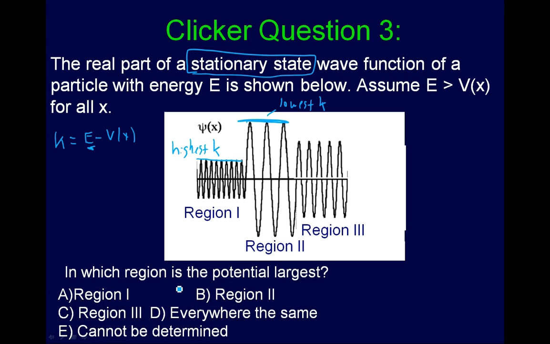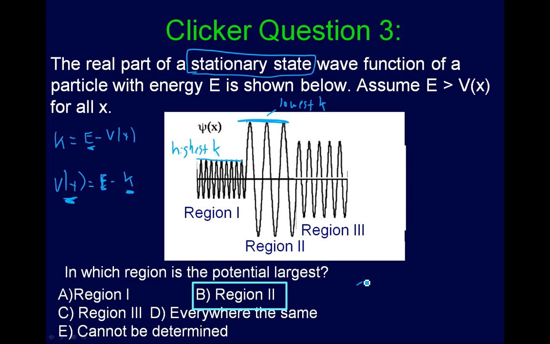Now this question is asking about the potential, so if I solve this for the potential, I get E minus kinetic energy. What does that mean? The potential is going to be the largest when the kinetic energy is the lowest, because the energy is the same value in all three places. If I subtract the lowest amount of kinetic energy, I'm going to have the highest potential, and that would be in region 2.